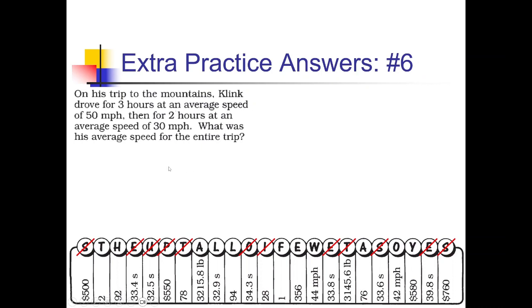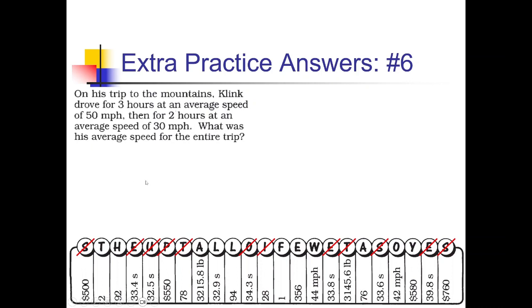For number 6, we have A Trip to the Mountains by Klink. It's interesting. He drove for 3 hours at an average speed of 50 miles an hour, and then 2 hours at an average speed of 30. We want the average speed for the entire trip. So this is a lot like the last problem we did with Julie and her test grades.